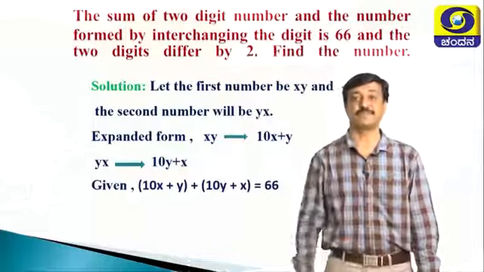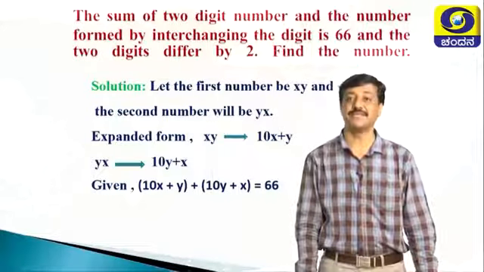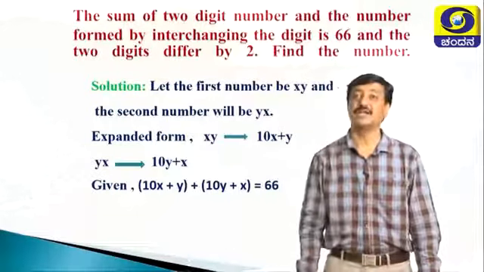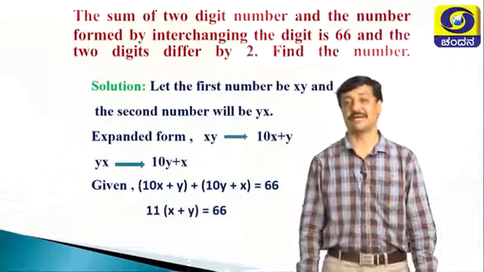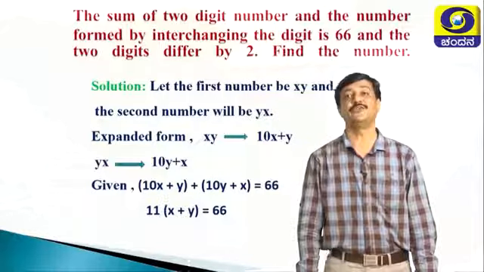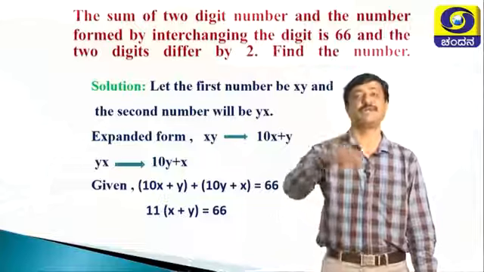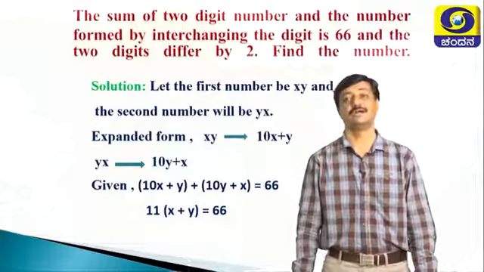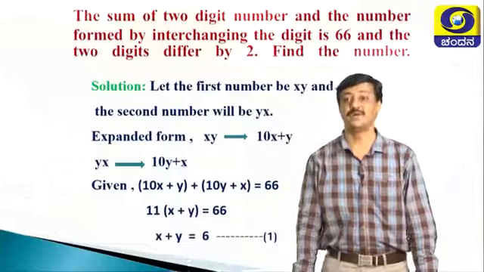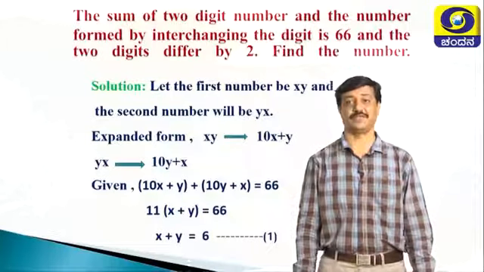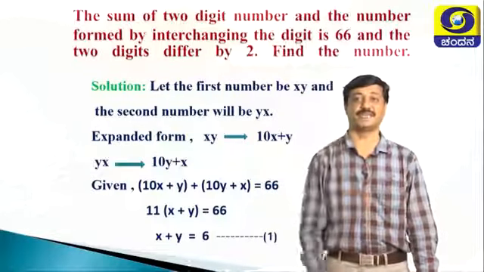In the next step, we have to add like terms. 10x plus x becomes 11x, 10y plus y equals 11y. Finally, after taking 11 as a common factor, you will get 11 into x plus y is equal to 66. Now, transpose 11 to that side or divide by 11 on both sides, you will get x plus y is equal to 6 as the first equation. With the help of the first statement, you can get the first equation.